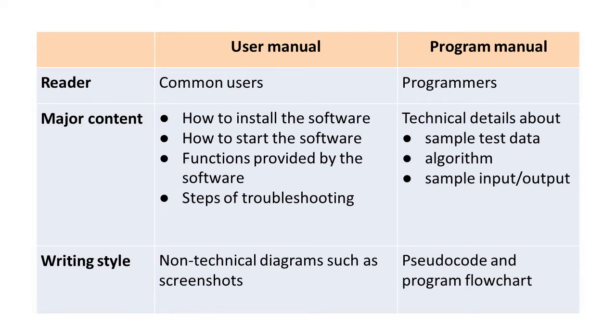Their major content is also different. A user manual is about installing and starting the software. It also describes the functions provided by the software and includes steps of troubleshooting. As for a program manual, it includes technical details about sample test data, algorithm, sample input and output. The writing style is also very different. User manuals include non-technical diagrams such as screenshots, whereas program manuals include pseudocodes and program flowcharts.